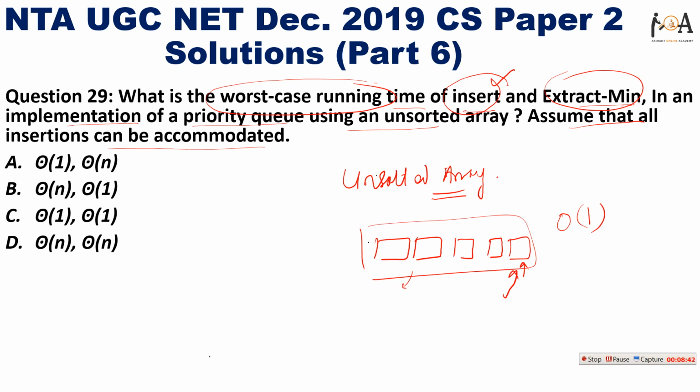So basically we don't have any specific algorithm here, so we need to just do linear search over it. We just need to do linear search, and to find extract mean, the worst case should be order of n, right? So option A is the correct answer, theta of 1 and theta of n, right?